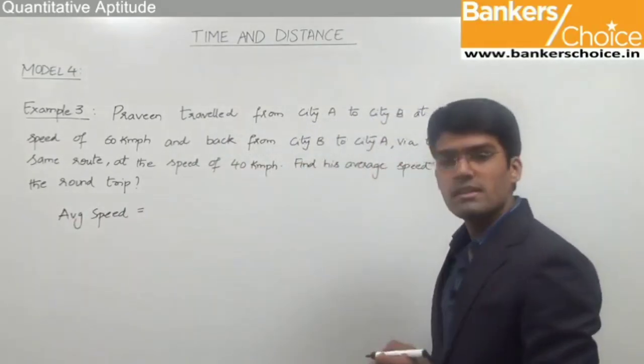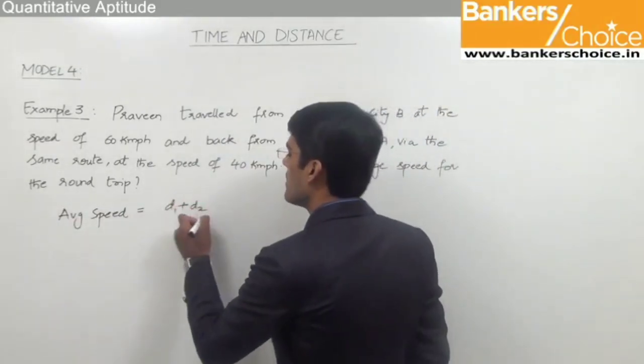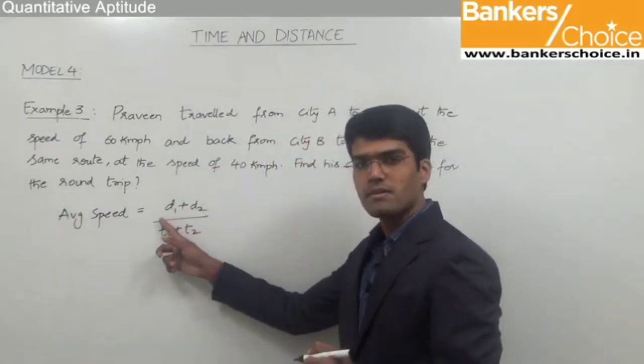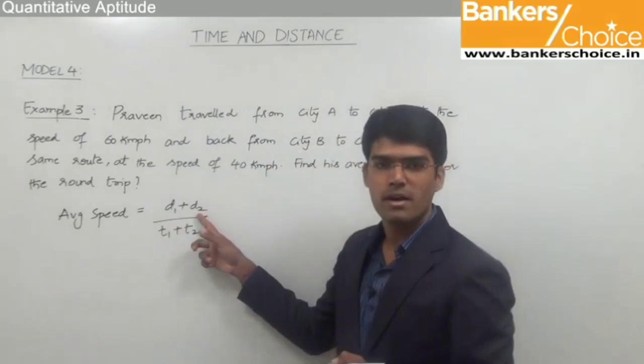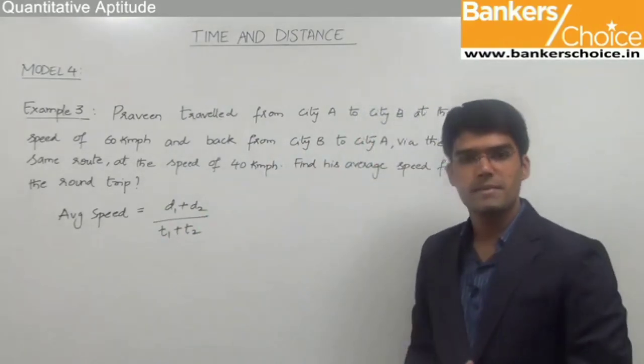And here the total distance has been covered in two parts. So let us take it as (d1 plus d2) by (t1 plus t2), where d1 is the distance covered in the first part of the journey, d2 is the distance covered in the second part of the journey, and t1 and t2 are the times required to cover d1 and d2 respectively.